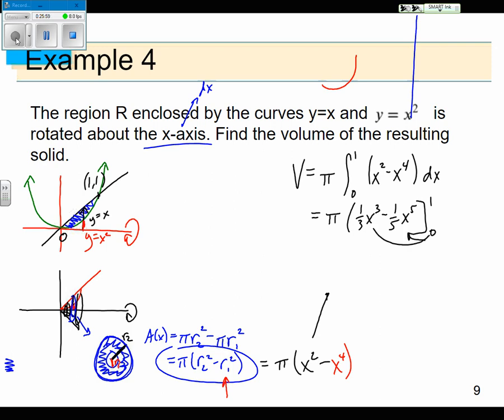I love plugging in 0. That's going to be easy. So whatever I get, I just got to subtract 0 from it. So I got 2 pi over 15. And that'd be my answer. So the volume of this shape, which has a hole right here in the middle, would be 2 pi over 15.